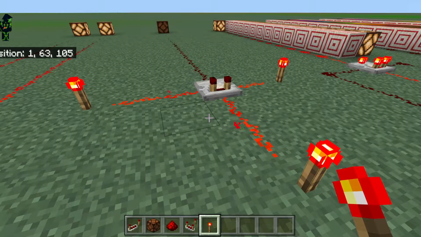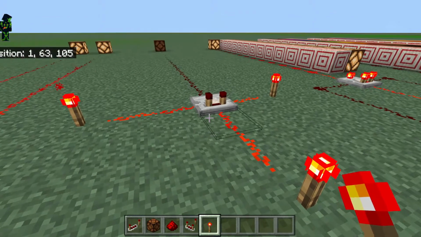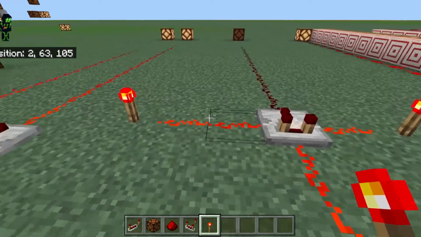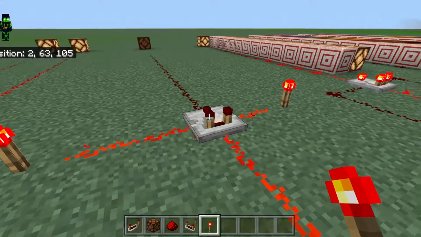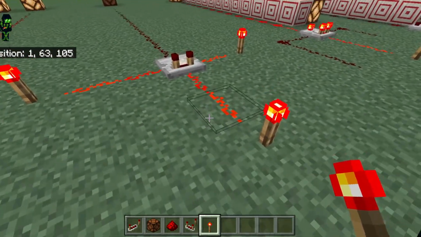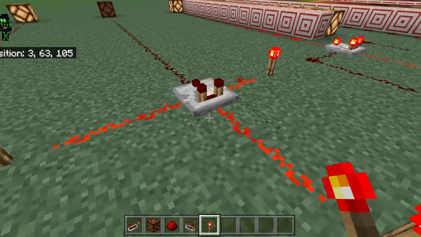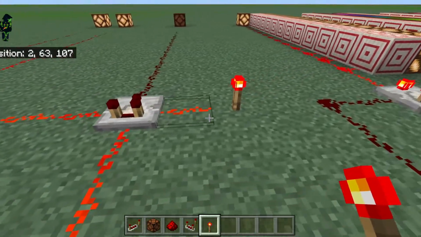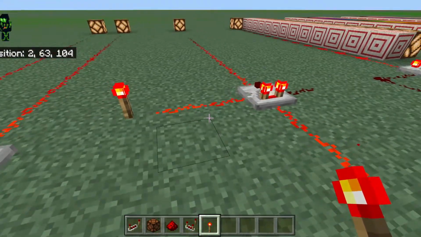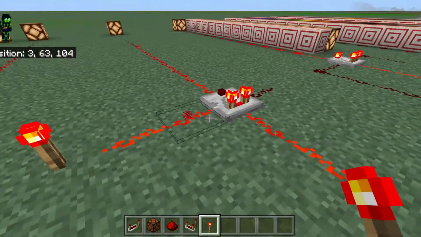The second mode is compare, which means they output the signal they receive on the rear input as long as they don't receive a stronger signal on either side. So as you can see here, we've got 15, 14, so we have an input of 14, but then on the side over here we have an input of 15. So if we break that torch, now we have an input of 14 and an input of 14.